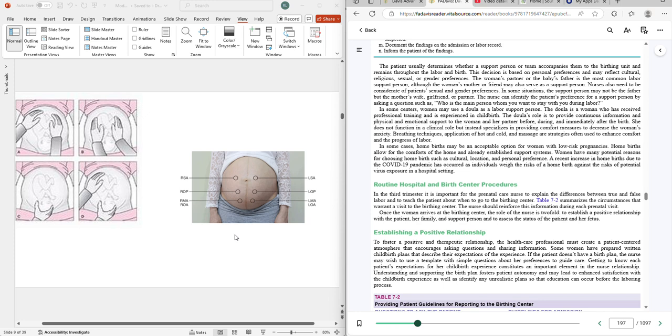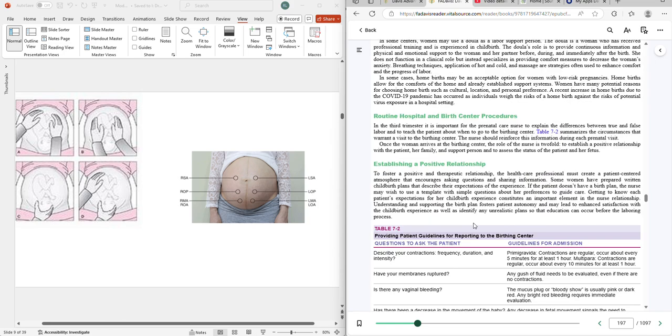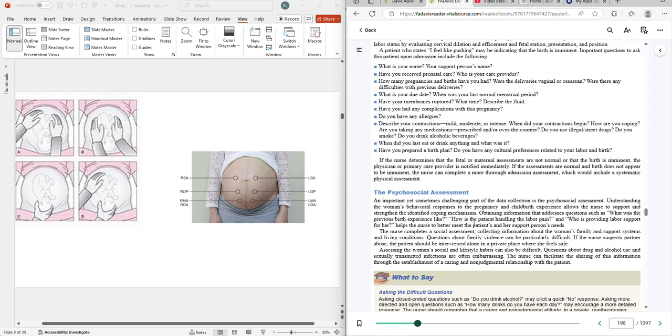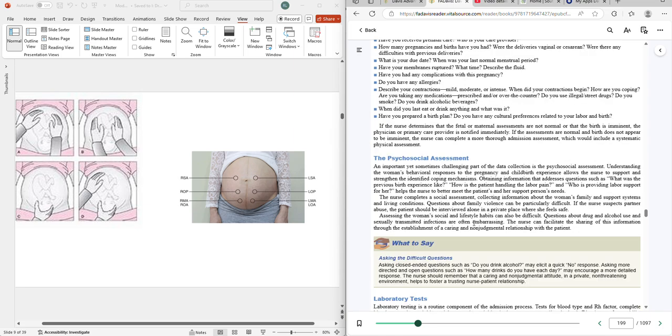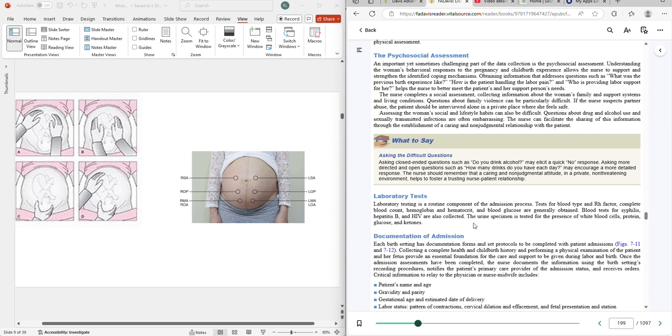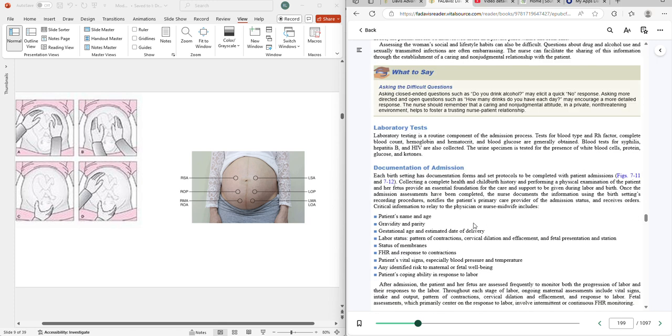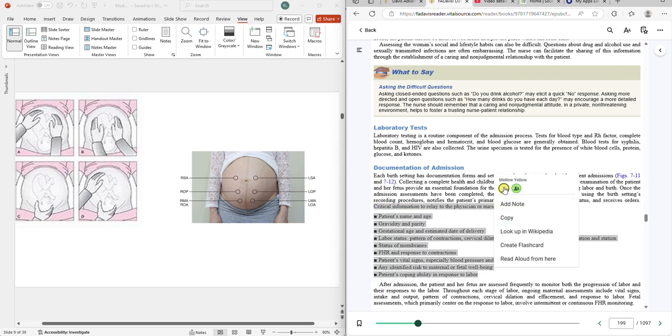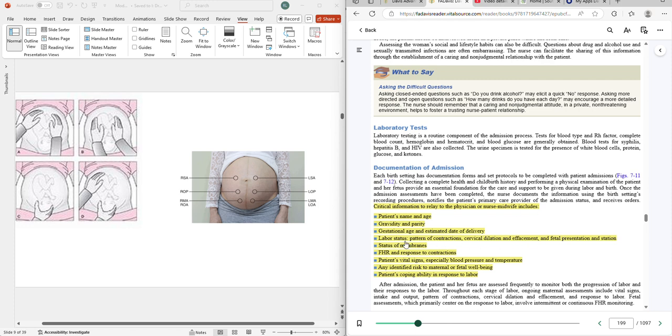Alright, so let's look at assessments. This is on page 199. Focused assessment, psychosocial assessment, and then we're going to talk about documentation. So it's very critical that you note all of this information when you are doing your head-to-toe assessment. You can write some notes in your book if you want to beside these.